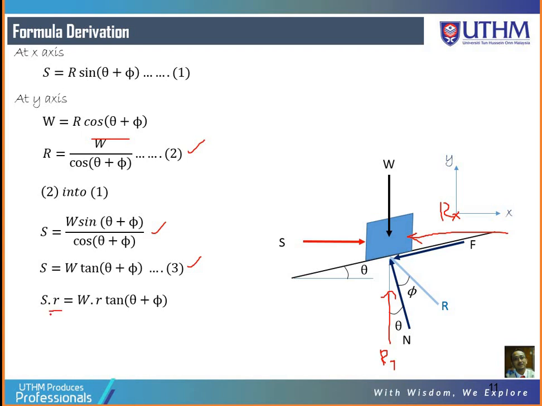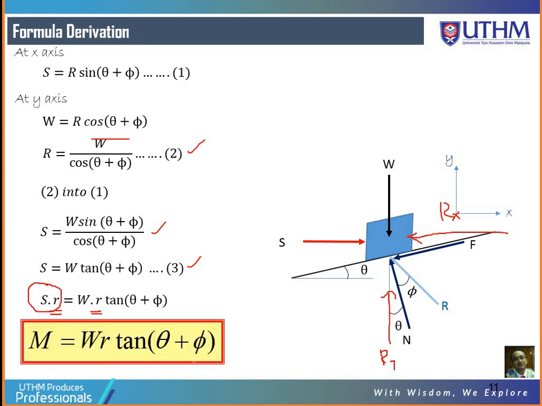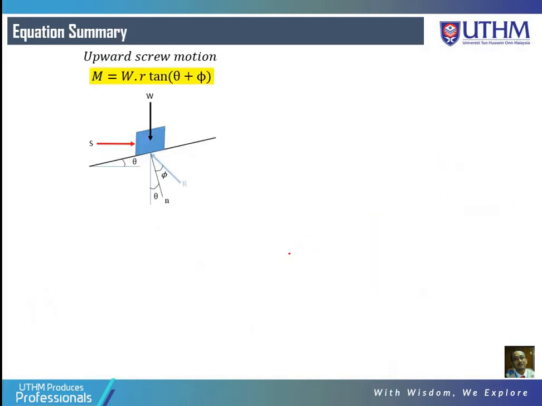We multiply by R, the mean radius, on the left and right of the equation. You will notice that S times R is actually the moment. So you already get the same equation as the one we said before. The equation summary will be something like this. If you are doing the upward screw motion, you have to obey this equation. In any case where you apply a force in this direction, theta and phi are within this direction.